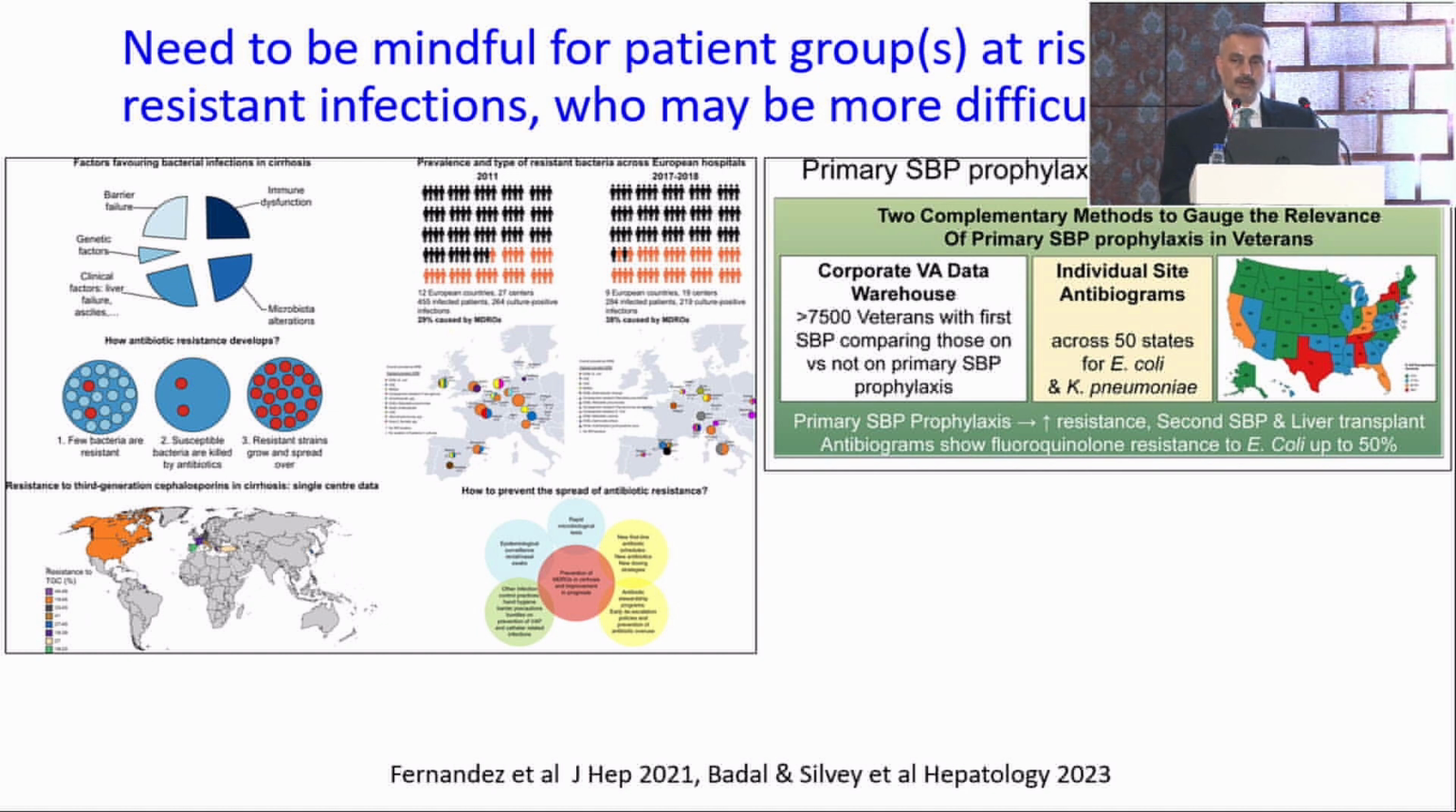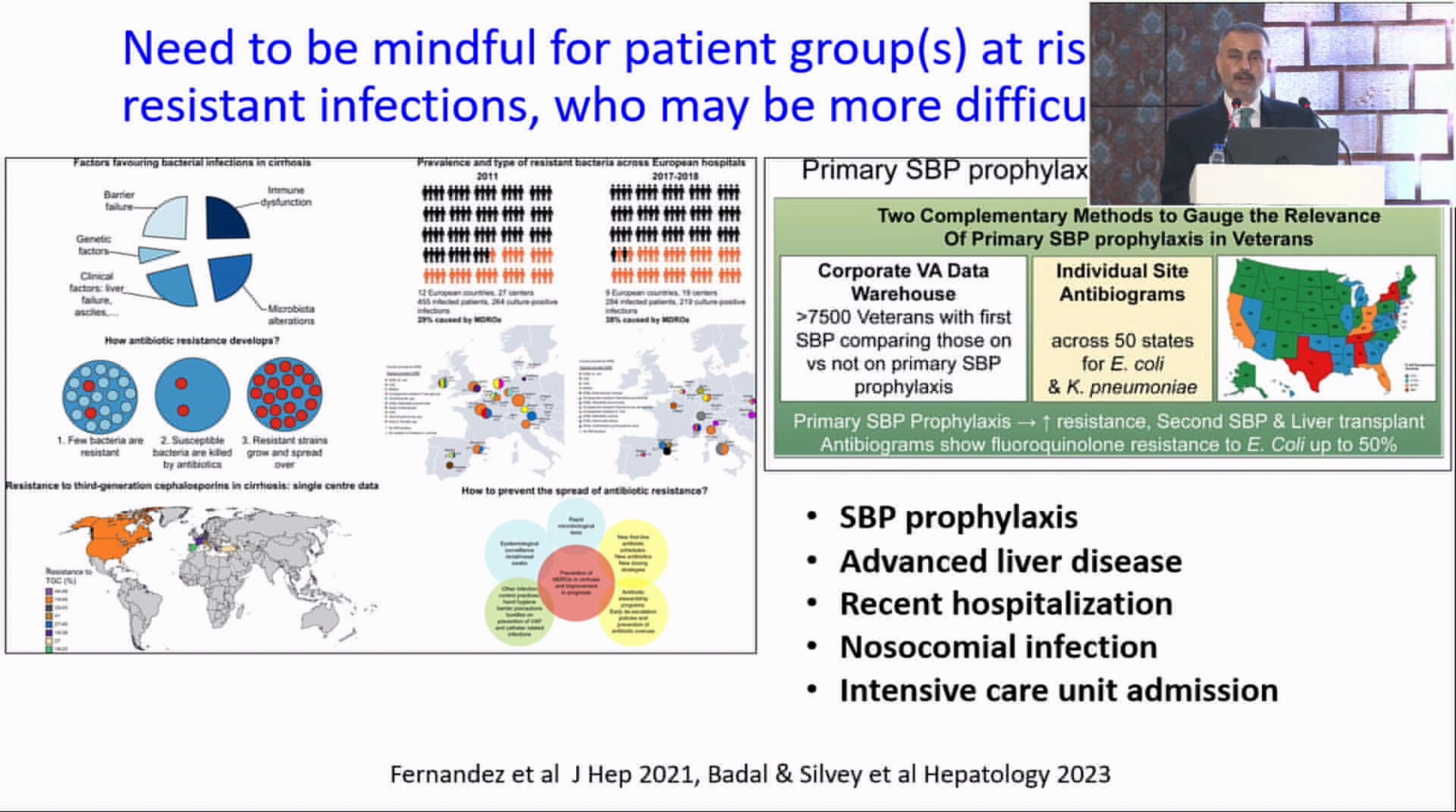And what we found is that the people who developed their first SBP episode, despite being on primary SBP prophylaxis, had a much worse outcome. There's a huge amount of antibiotic resistance. And as a consequence of this one paper, the VA hospital has kind of banned primary SBP prophylaxis across the system because there's a high rate of antibiotic resistance. So what do you mean?